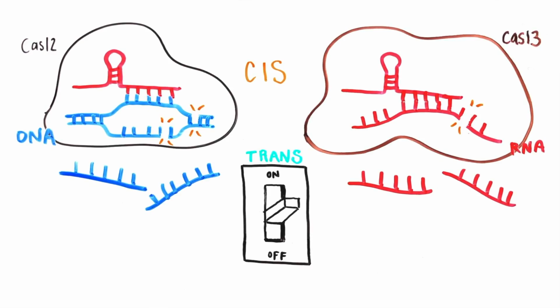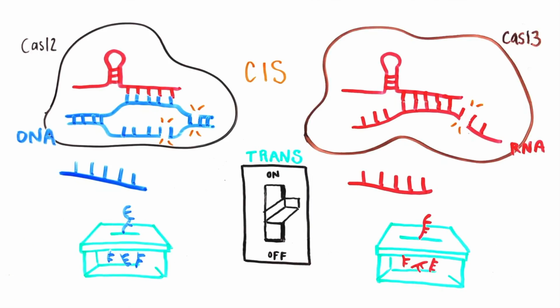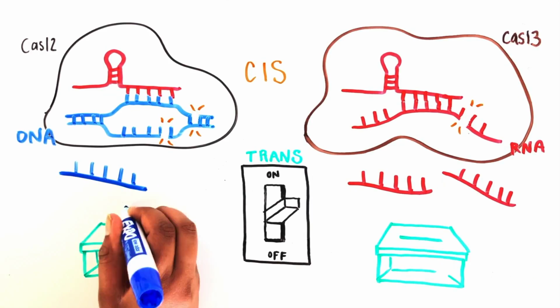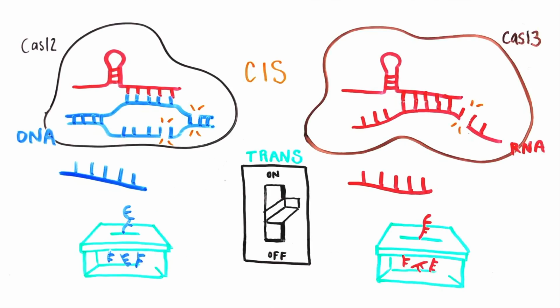Unlike cis cleavage, transcleavage is nonspecific, meaning that Cas12 and Cas13 act like a paper shredder, chewing up DNA and RNA respectively. To recap, cis cleavage involves cutting of the DNA or RNA that binds to the guide RNA. Transcleavage occurs at a different location on the protein and involves cutting of DNA or RNA that doesn't bind to the guide RNA. So how can this be used for diagnostics?